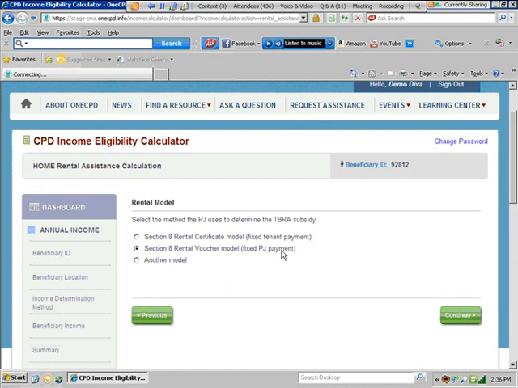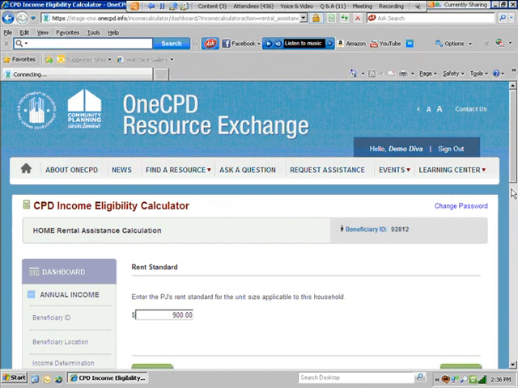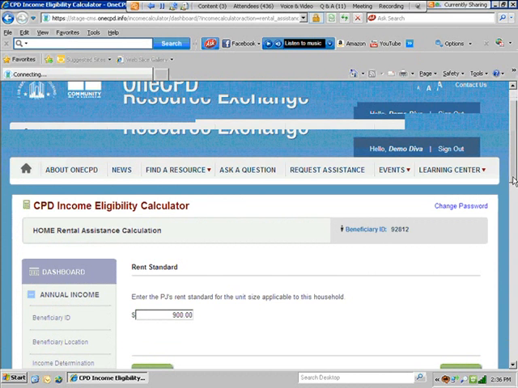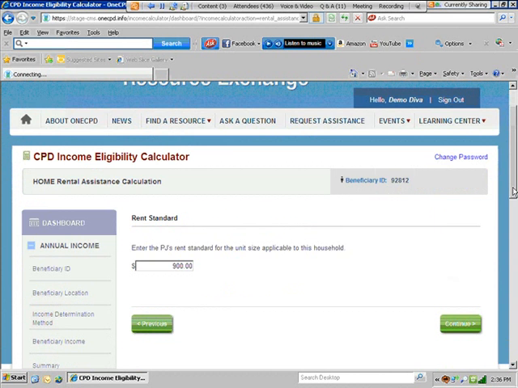And it's fixed because the grantee, or it might be the housing authority that runs it for the PJ, has a fixed amount that they're paying. They're not going to pay any more in subsidy than what our calculation is going to show, okay? And the tenant is going to pay more or less than their 30%. So this is the rent standard here, okay, that's provided for the participating jurisdiction.